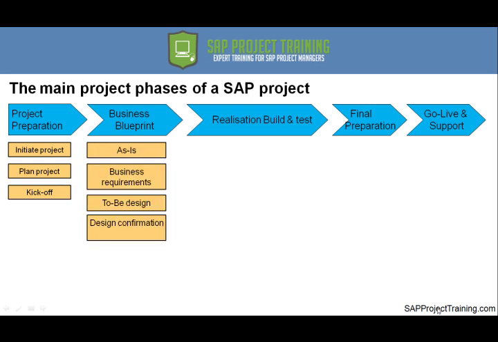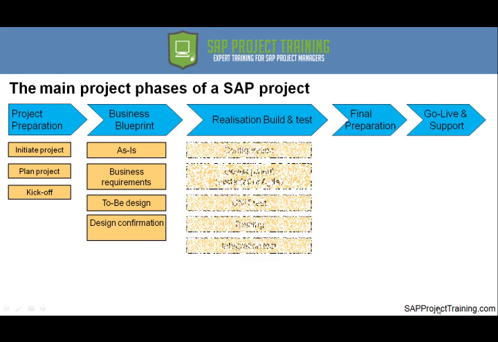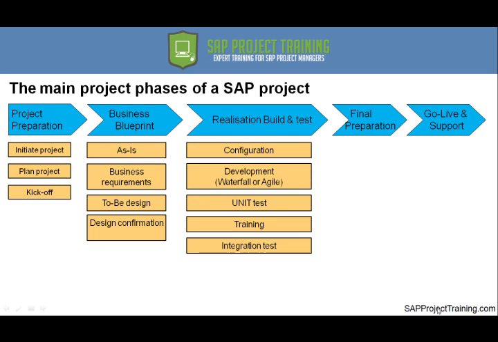As we move into business blueprint, we will start collecting as-is information. If that is an in-scope deliverable, we will do business requirement gathering, we will do our to-be design, and we will confirm our design. That will allow us to have a confirmed design moving into the realization, build, and test phase. Here we will be configuring and developing our solution. Basically, we are building the solution.